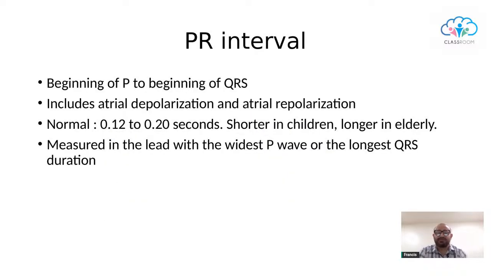The PR interval represents the beginning of the P to the beginning of the QRS and includes both atrial depolarization and repolarization. The normal PR interval is 0.1 to 0.2 seconds. It's shorter in children, longer in elderly, and it is measured in the lead with the widest P wave or the longest QRS duration. A PR interval of more than 0.2 seconds signifies an AV block.